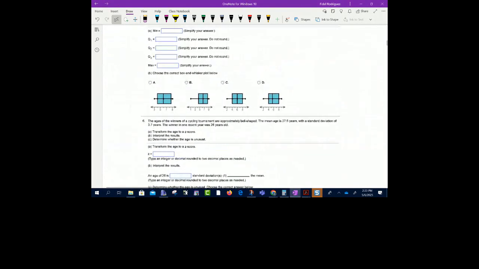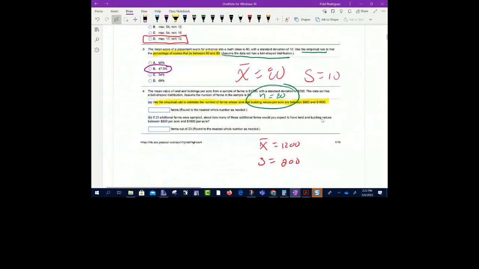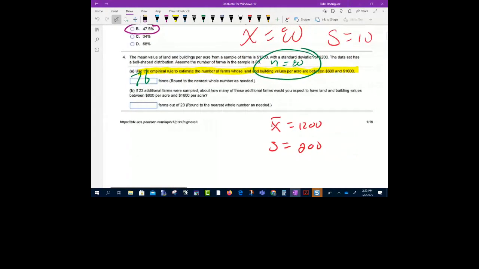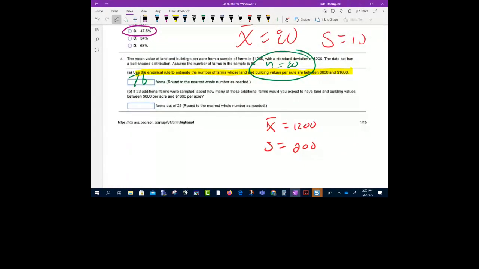So look, let's do this. We're going to put 76 right there, okay? All right, now there is a part B. Part B says, if 23 additional farms were sampled, how many of these farms would have land and building values between, again, 800 and 1600 per acre? That's still 95%, y'all. So now we're just finding 95% of 23, right?